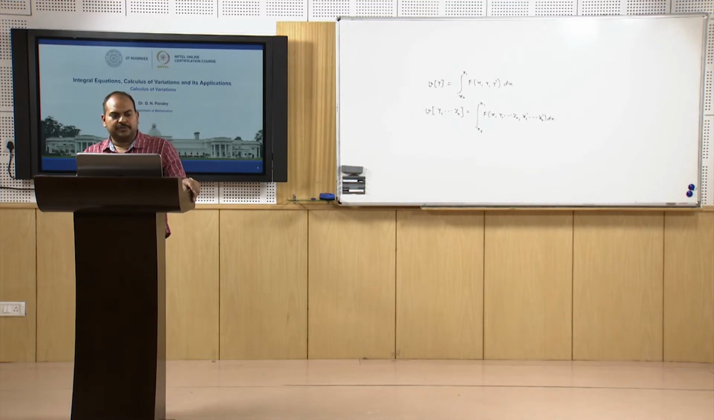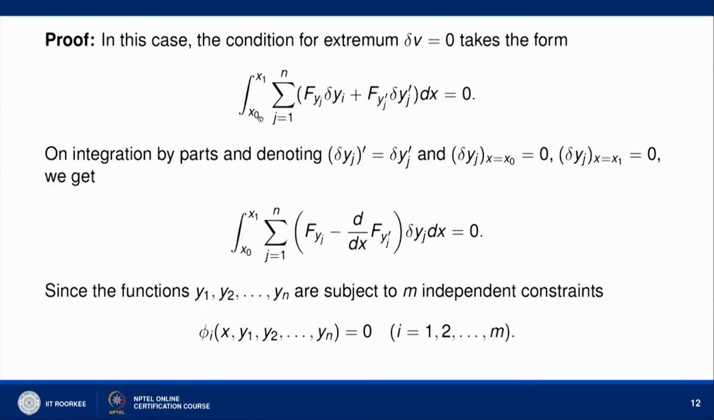So let us come to the proof here. In this case, the condition for extremum, delta v equal to 0, takes the form: integral from x0 to x1 of the sum over j from 1 to n of f y j delta y j plus f y j dash delta y j dash dx equal to 0, and we try to handle this part. Here we use integration by parts, denoting delta y j dash as the derivative of delta y j, with delta y j at x equal to x0 equal to 0 and delta y j at x equal to x1 equal to 0. So here we are assuming that these functions satisfy the boundary conditions.